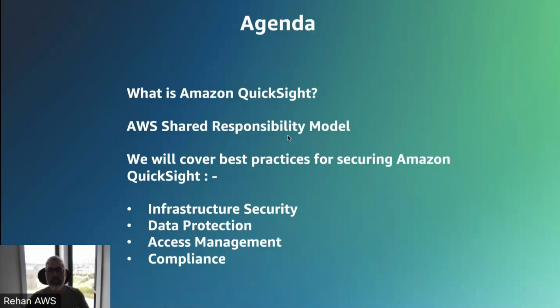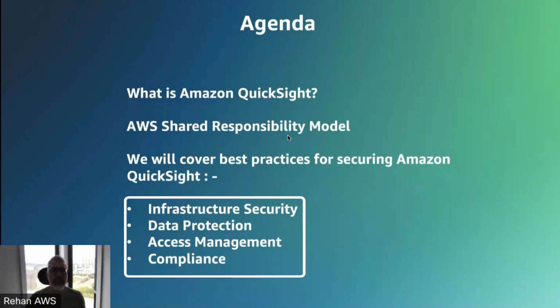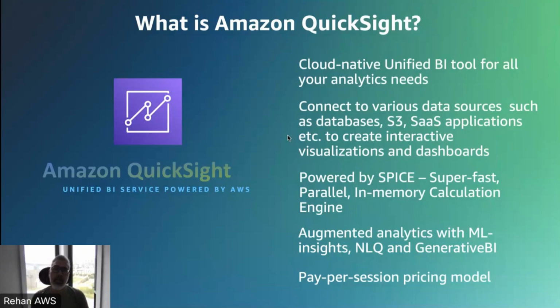So what we cover is, as I mentioned before, security best practices, but looking at it from four kinds of lenses: infrastructure security, data protection, access management, and compliance. Okay, so let's just jump into what is Amazon QuickSight.